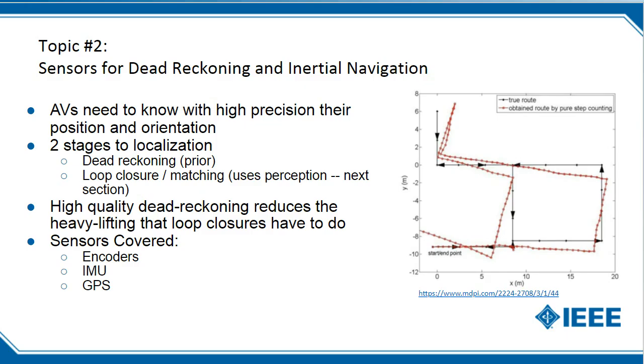Specifically to the end of dead reckoning and inertial navigation, I talk about encoders, inertial measurement units, and fiber optic gyros, as well as GPS, and the role of GPS in global positioning versus relative orientation and positioning.